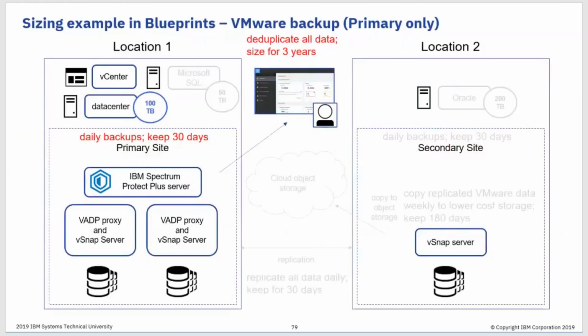This is the sizing example. The sizing example in the blueprints talks about a 2-site deployment with VMware and SQL data in one site and Oracle data in the other site. Since we're looking at a 100 terabyte front end, we're keeping backup data for 30 days. We're going to deduplicate it. We're looking at a sizing for 3 years.